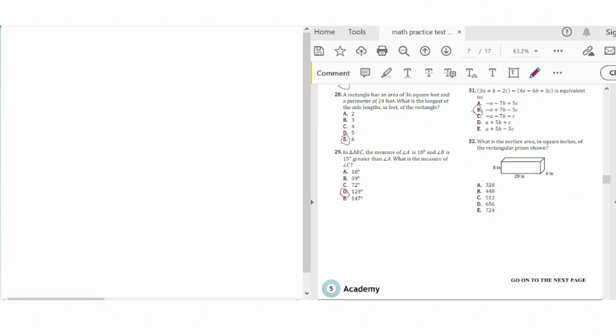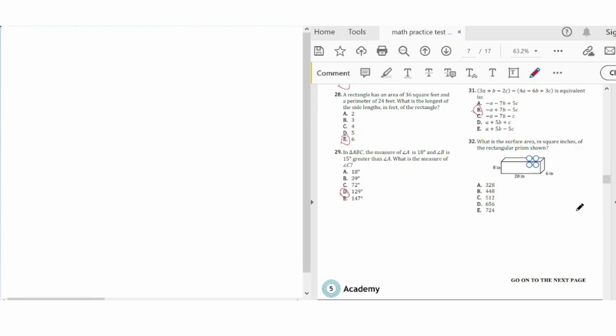All right, 32. We have a rectangular prism problem. We've got to find the surface area of it. Now, you don't need to have a fancy formula memorized. All you have to do is realize that the rectangular prism is composed of simple 2D shapes. So, looking at these simple 2D shapes, we've got a rectangle right in front of us that has a width of 8 and a length of 20. There are two of these rectangles, one right here in front of us and one right behind us, all the way in the back that you can't really see right now.